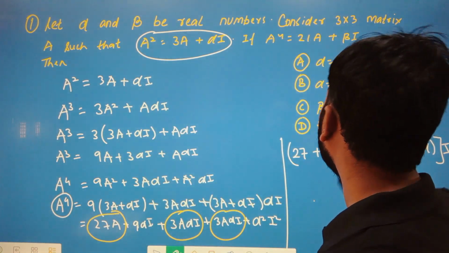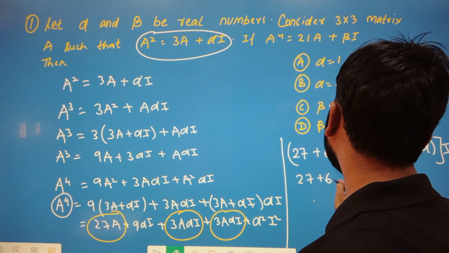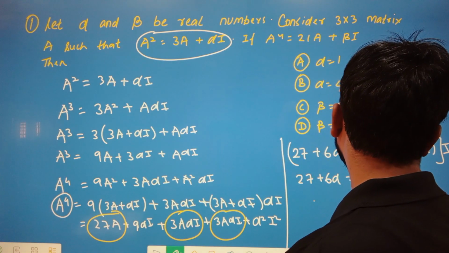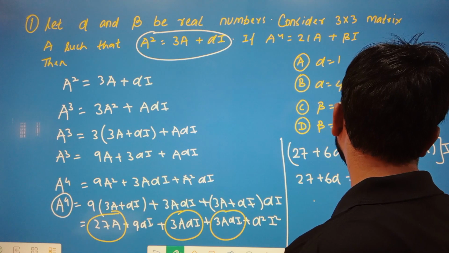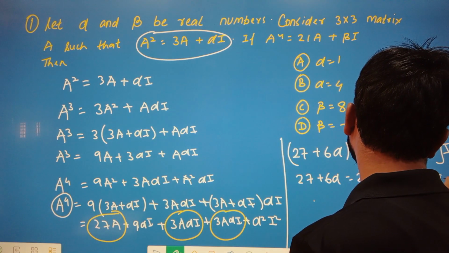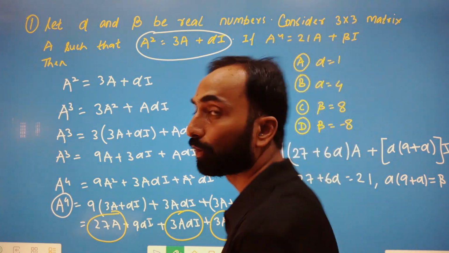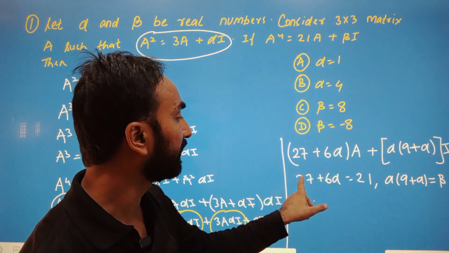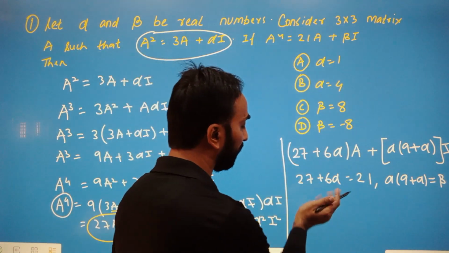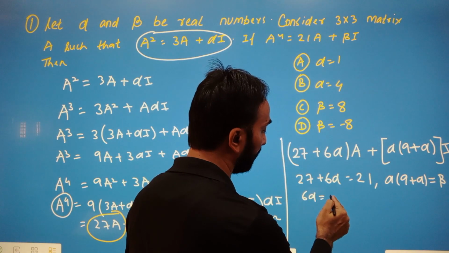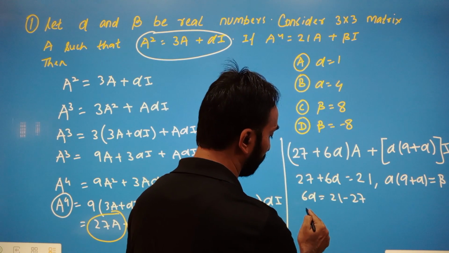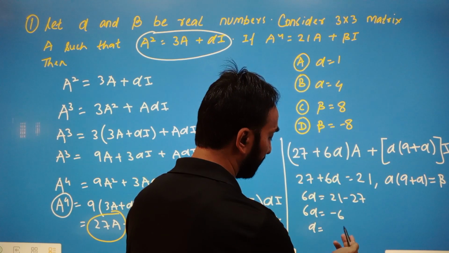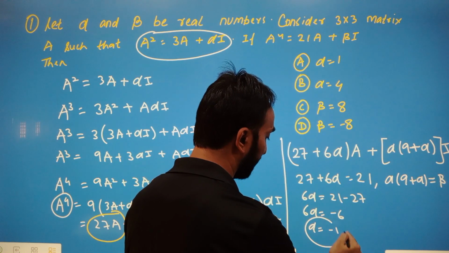Comparison can be done like this: 27 plus 6 alpha will become equal to 21, and also alpha 9 plus alpha will be equal to beta, right? I have just done the comparison. By comparing I get 27 plus 6 alpha is equal to 21. So I will find the value of alpha from here, right? 21 minus 27 is nothing but minus 6. 6 alpha, we will get the value as minus 6. Alpha will become minus 6 by 6, that is minus 1.